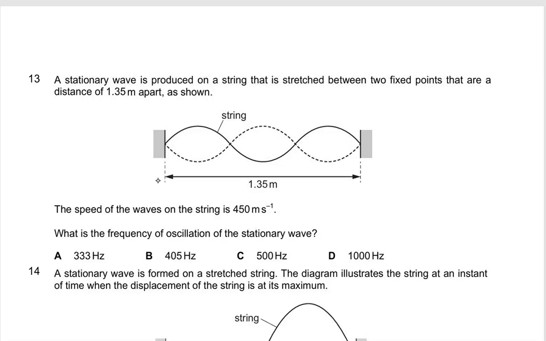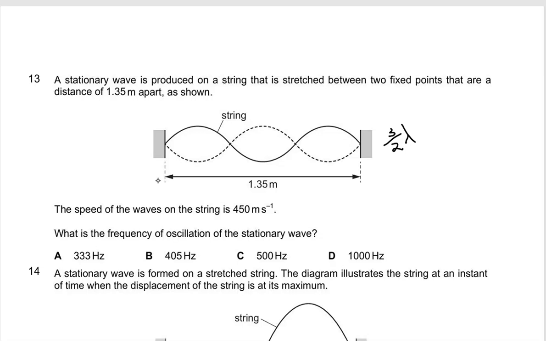A stationary wave is produced on a string that stretches between two fixed points that are a distance of 1.35 meters apart. The speed of the wave on the string is 450. What is the frequency of oscillation of the stationary wave? The speed of the wave on the string is 450, and the points are 1.35 apart, and we have 3/2 wavelength.